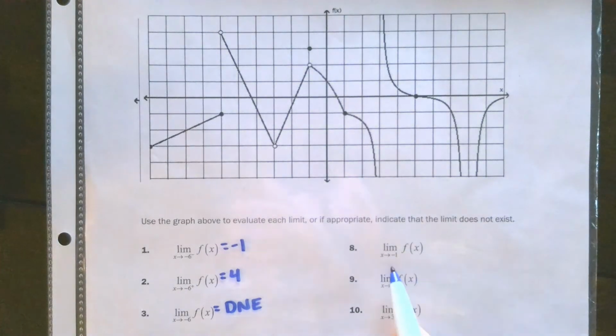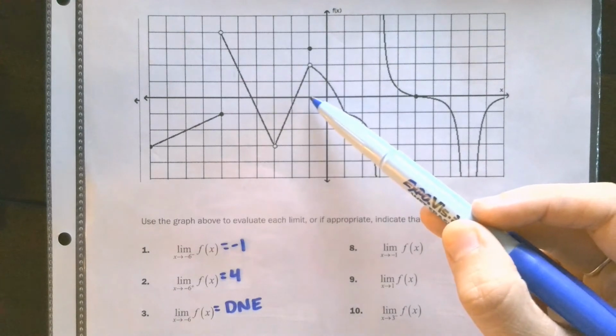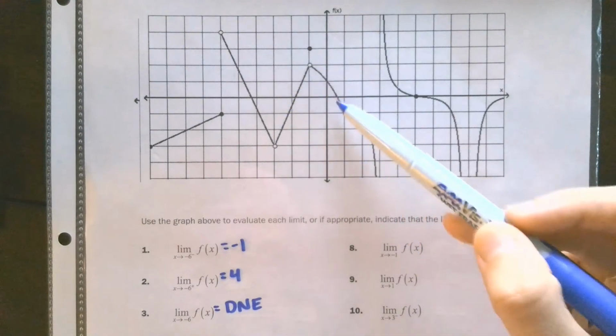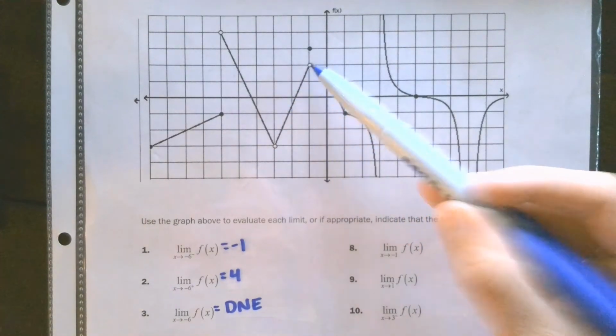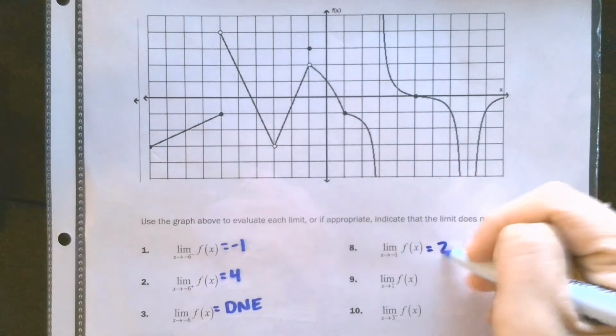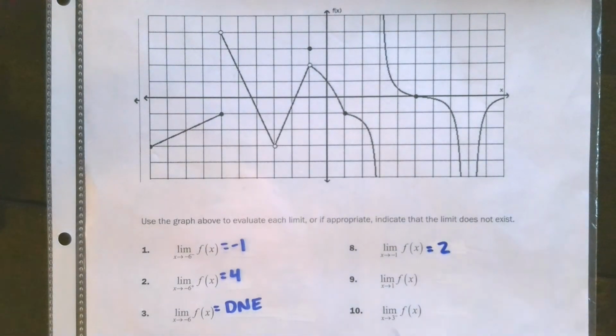Skipping over to example 8, the limit as x approaches -1. This is not from the left or the right, so we're talking about both here. So as x approaches -1, from the left it approaches 2, and from the right it approaches 2. So our limit as x approaches -1 is 2.